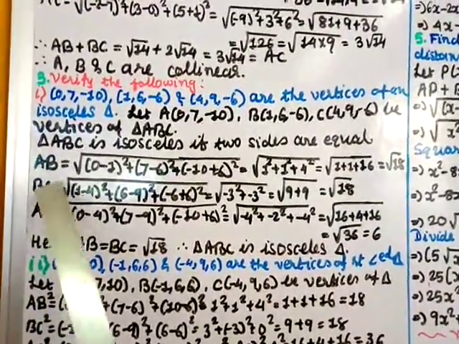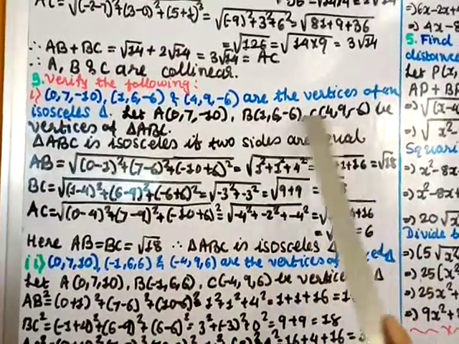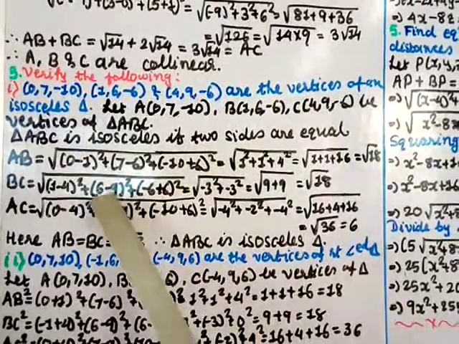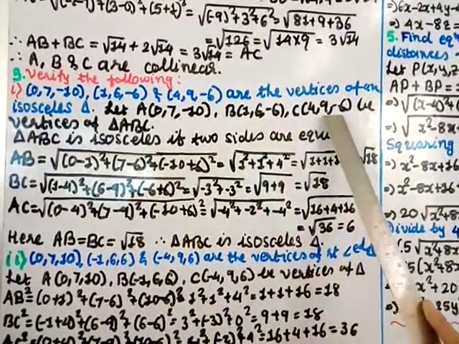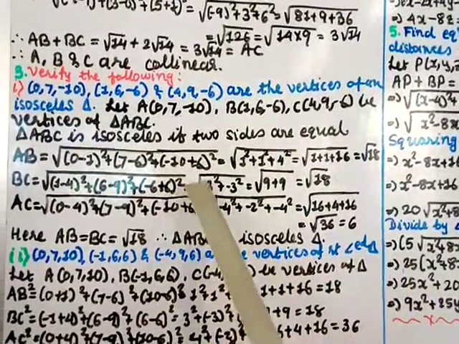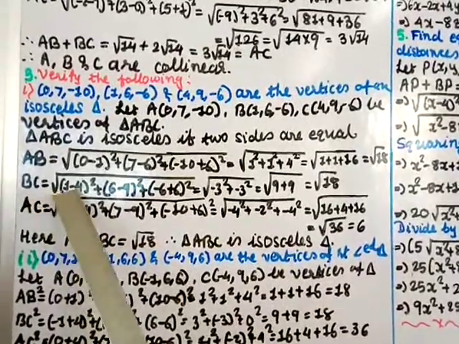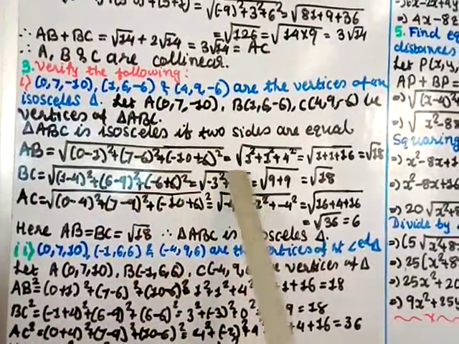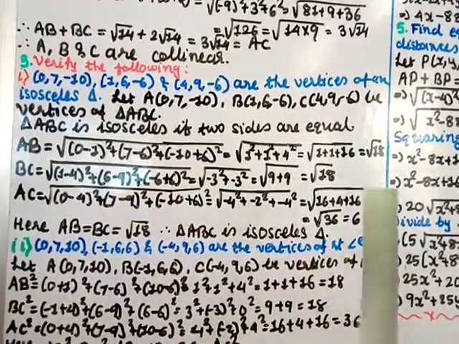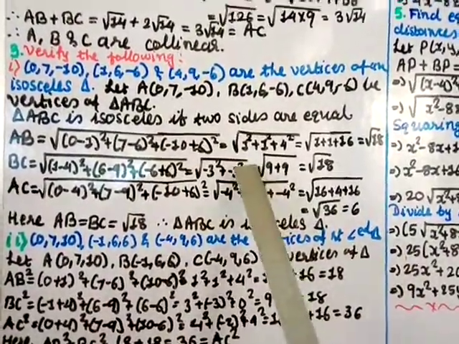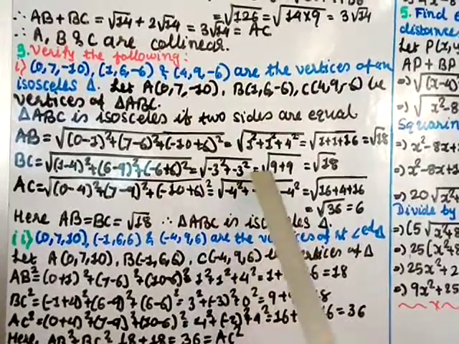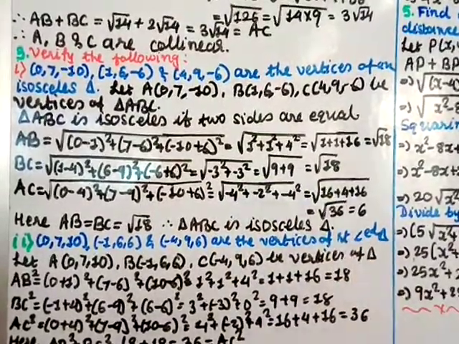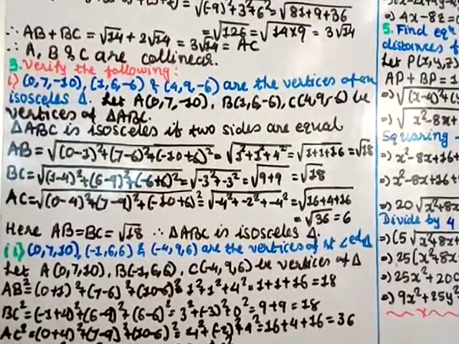Then BC equals the square root of (1 - 4)² + (6 - 9)² + (-6 - (-6))², which equals the square root of (-3)² + (-3)² + 0². Minus 6 plus 6 is 0, and 0 squared is 0. So (-3)² is 9 plus (-3)² is 9, 9 + 9 is 18, so the square root of 18. Let us find AC also.